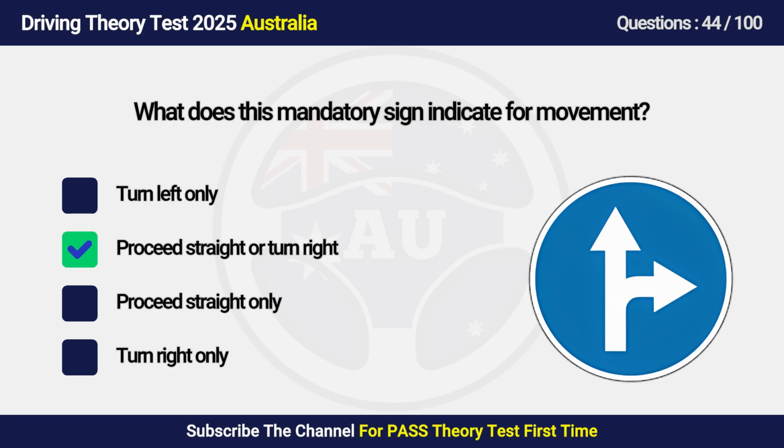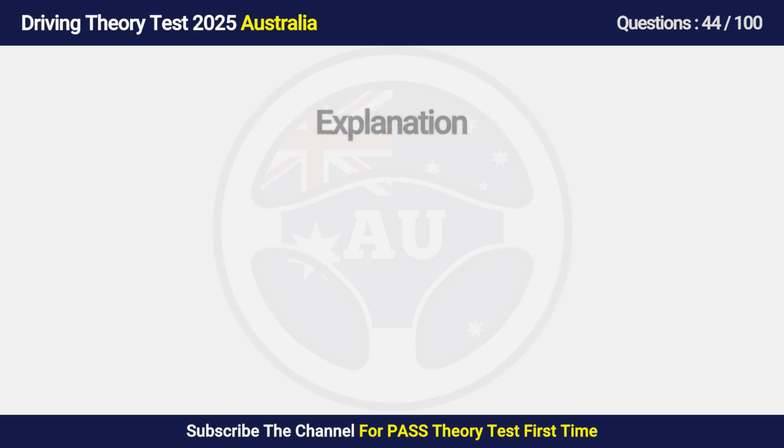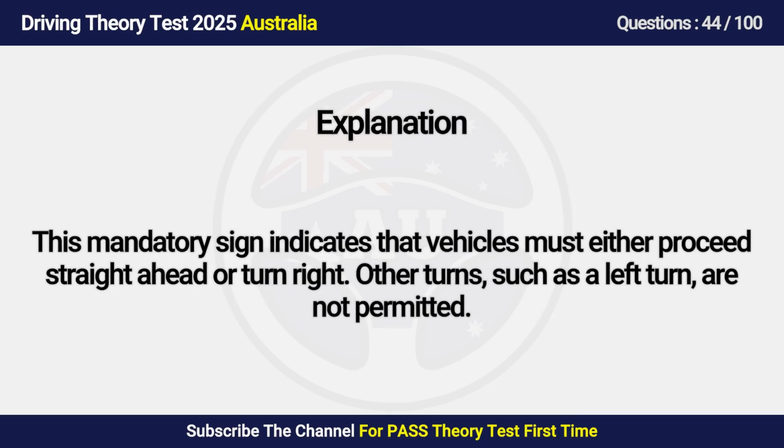Answers is B. Proceed straight or turn right. This mandatory sign indicates that vehicles must either proceed straight ahead or turn right. Other turns, such as a left turn, are not permitted.